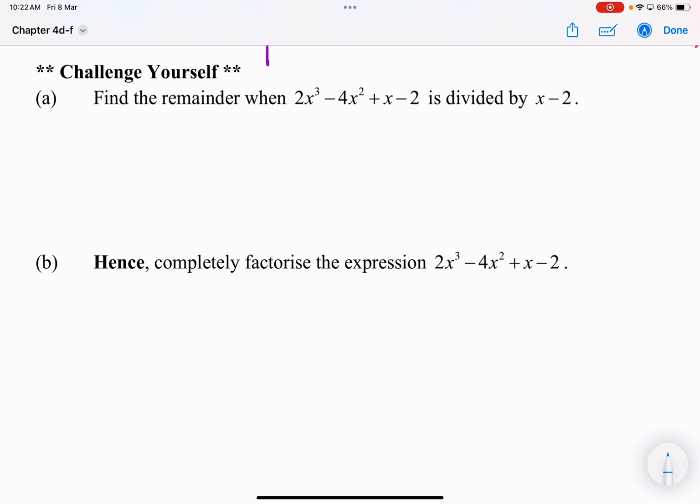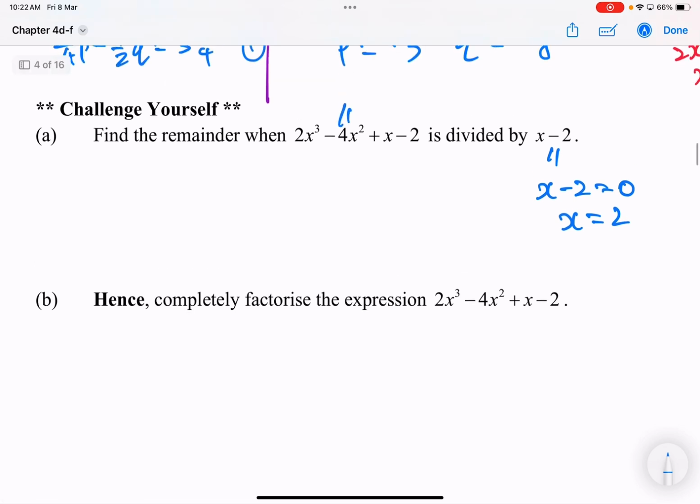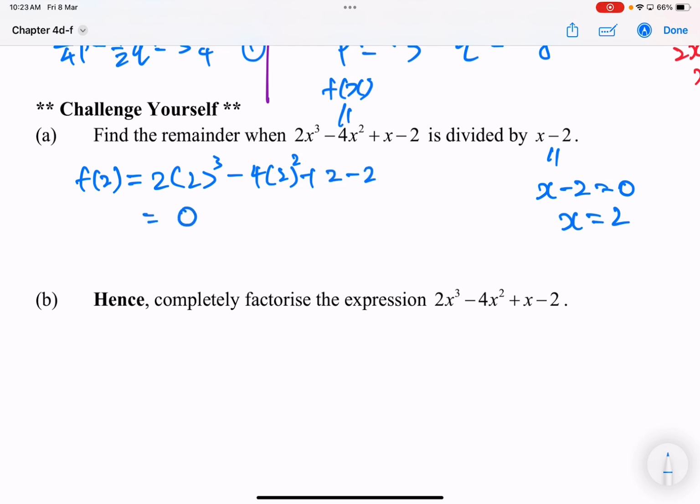The remainder theorem tells us that this is the divisor. I just need to make this equal 0, so I know that x is equals to 2. All you have to do is substitute. This is my f(x), my original function. I substitute 2 into my original function. So I'm going to get 2 cubed minus 4 squared plus 2 minus 2. You will get 0. Right? You guys get 0.